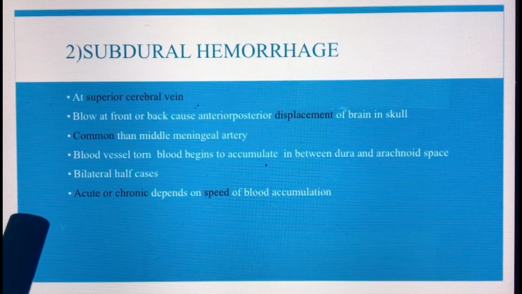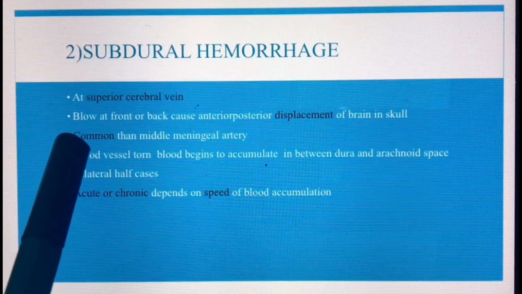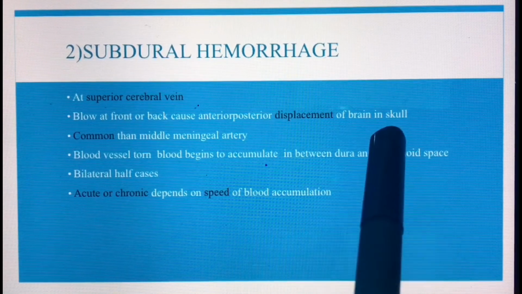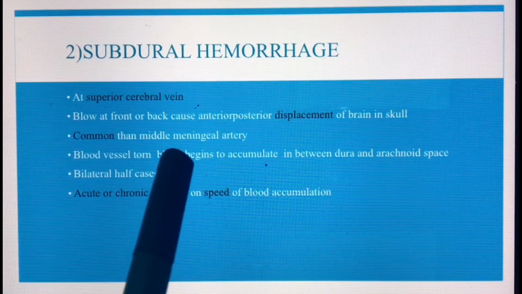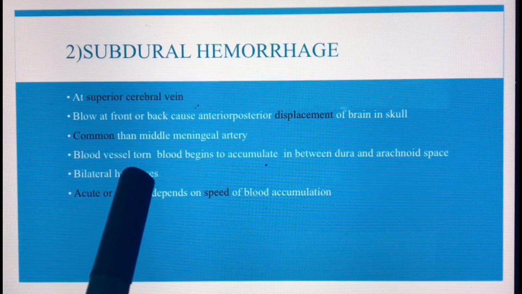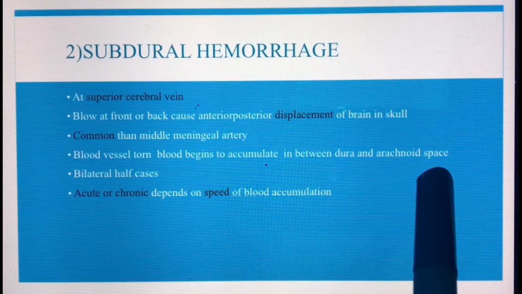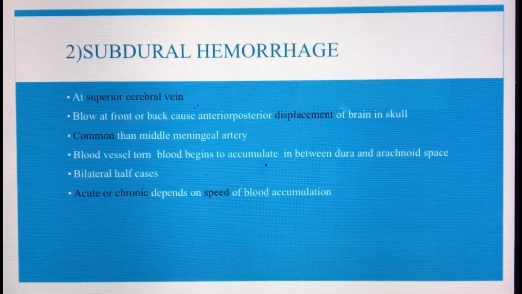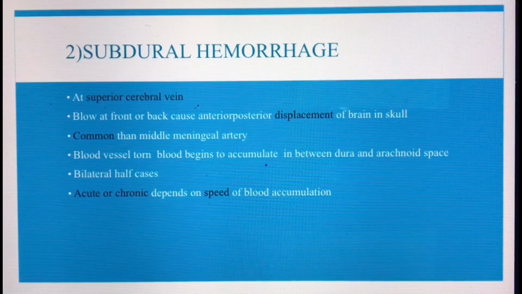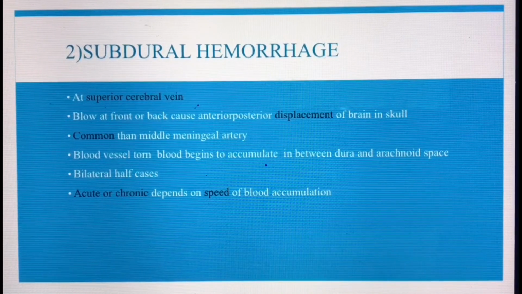In subdural hemorrhage, the most involved vein is the superior cerebral vein. A mild blow at the front or back can cause anteroposterior displacement of the brain in the skull. It is more common than middle meningeal artery hemorrhage. When blood vessels are torn, blood begins to accumulate between the dura and arachnoid space and causes subdural hemorrhage. In 50% of clinical cases, it is bilateral. It can be acute or chronic, depending on the speed of blood accumulation.